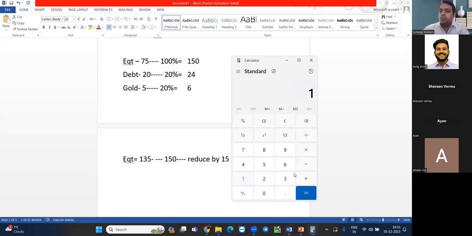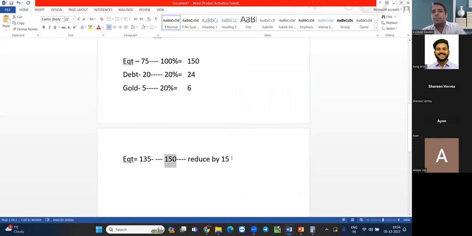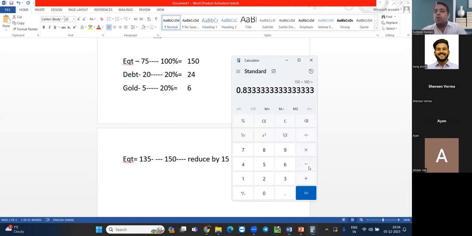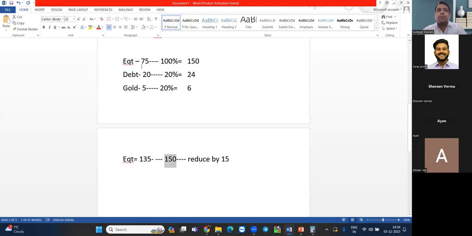So let's say, what is the asset allocation if I look into it? My asset allocation is 83% in equities. So I have to reduce it to make it 75%. So I have to reduce it by 15, correct? Now 180 multiplied by 0.2 gives 36. Here in gold, sorry, in debt.